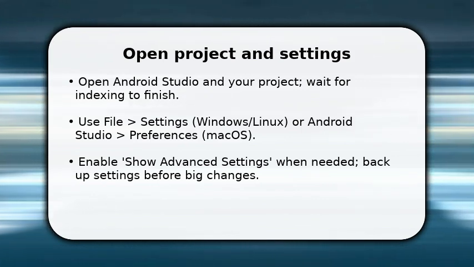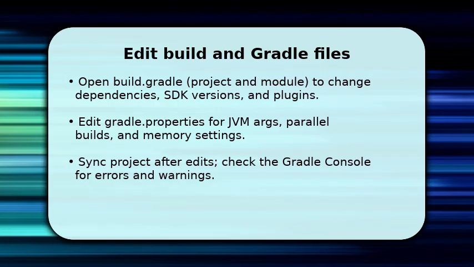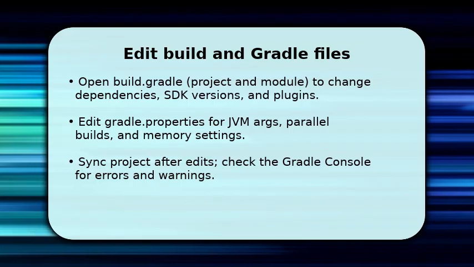You should now edit the build and Gradle-related files to control compilation and dependency behavior. Open the project and module build Gradle files to adjust compile SDK, target SDK, dependencies, and plugin versions. Changing versions updates API contracts. Then update gradle.properties for JVM args, org.gradle.daemon, and parallel build flags to optimize performance.